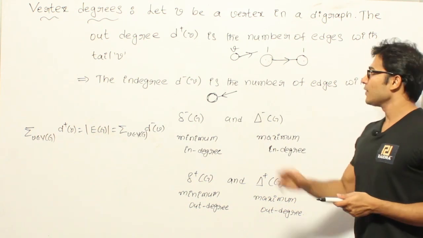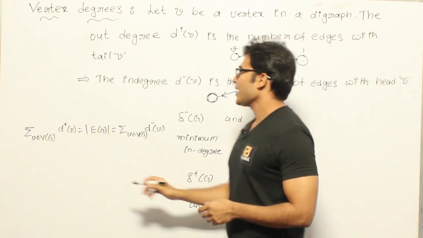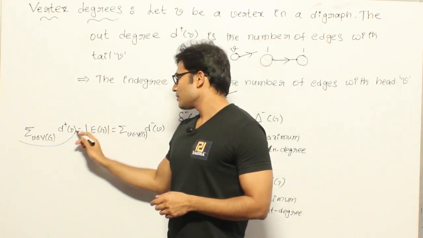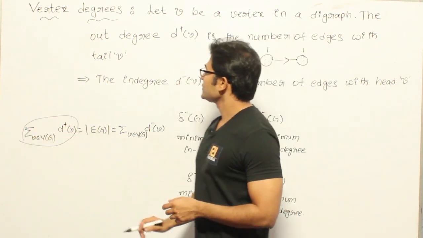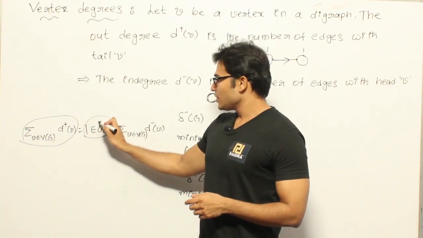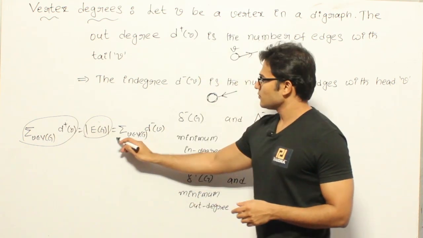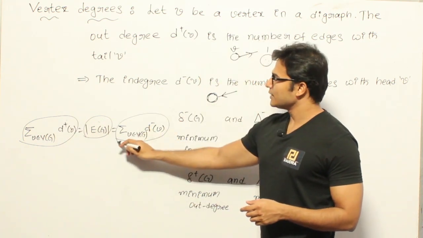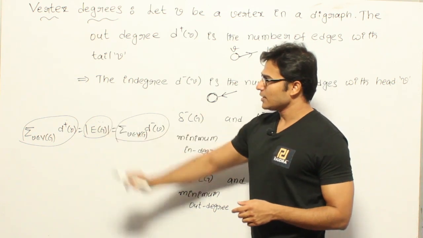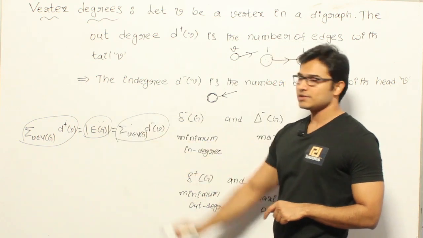That is how you can understand this rule. Now if I add all the out degrees, then it is going to be equal to the number of edges. Why? Every edge is going to add 1 to this sum, right? And what about this one? If you add all the in degrees, then that will be equal to the number of edges, because every edge is going to add 1 to this sum.